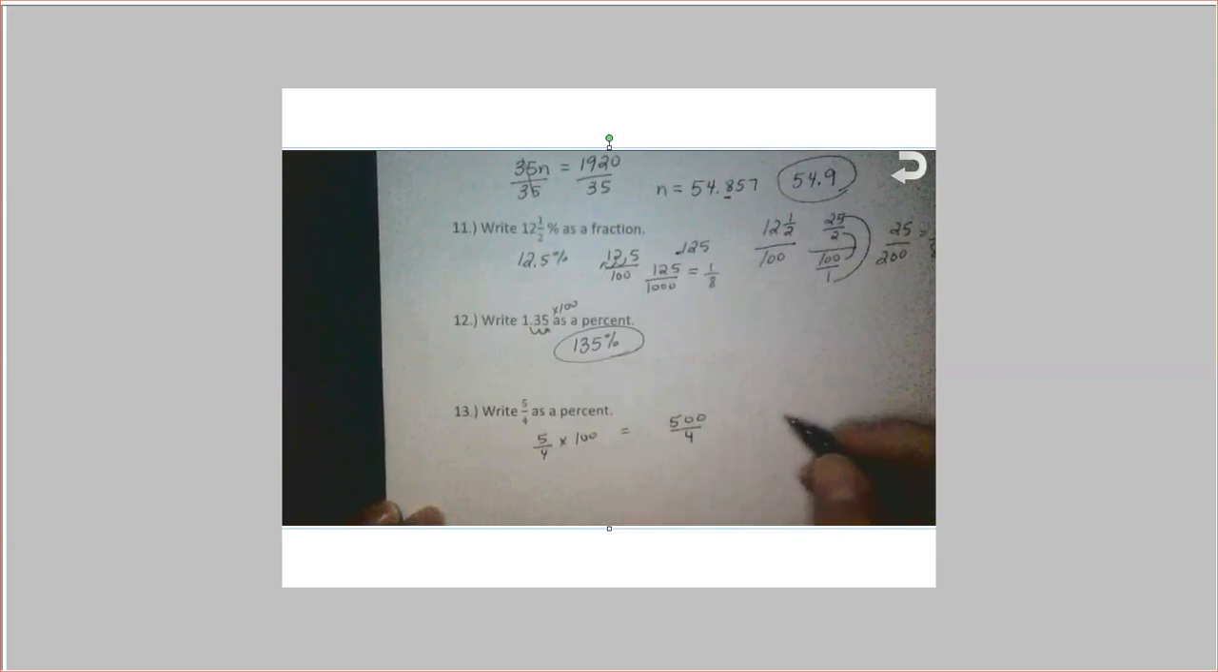To convert this fraction to a percent, there's a couple of ways you can do that, but we can also multiply that fraction by 100%. That is 500 over 4. And if I divide that out, that would end up being 125%. Okay, so to turn a fraction or a decimal into a percent, we multiply by 100. If I'm turning a percentage into a fraction or a decimal, I would divide by 100.